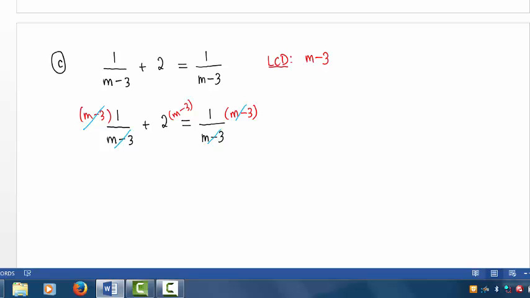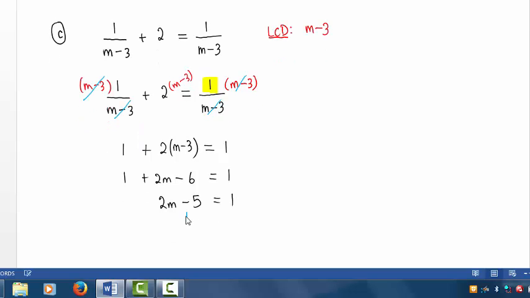On the left hand side we have that 1 plus 2 times m minus 3. On the right hand side we have this 1. So we have 1 plus 2m minus 6 equals 1. 2m minus 5 equals 1. Adding 5 to both sides, we have 2m equals 6. And dividing both sides by 2, we have m equals 3.